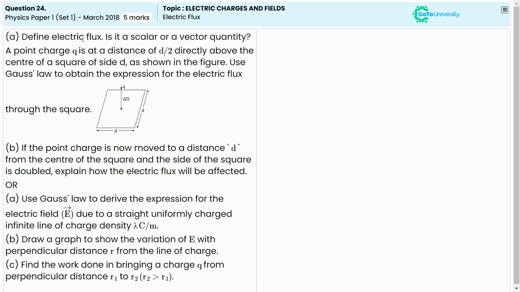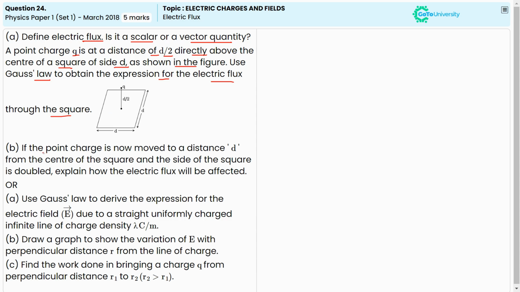Define electric flux. Is it a scalar or vector quantity? A point charge Q is at a distance of d by 2 directly above the center of a square of side D, as shown in the figure. Use Gauss law to obtain the expression for the electric flux through the surface.